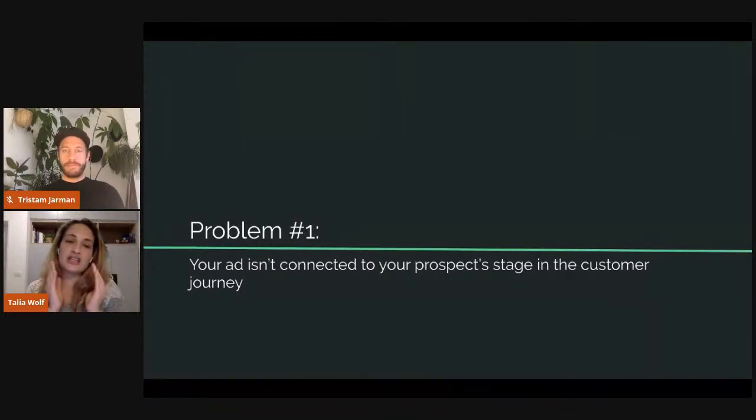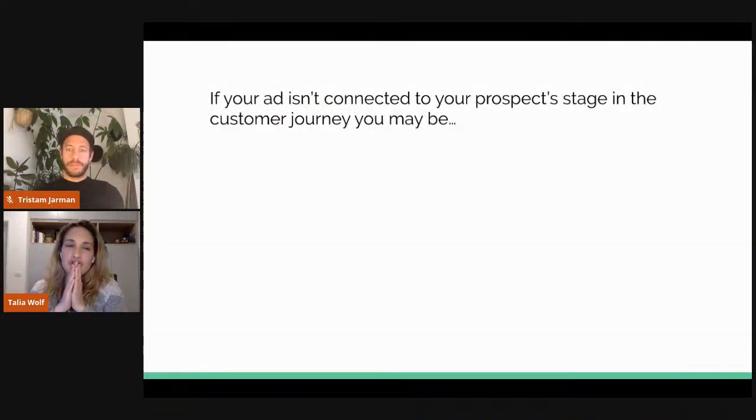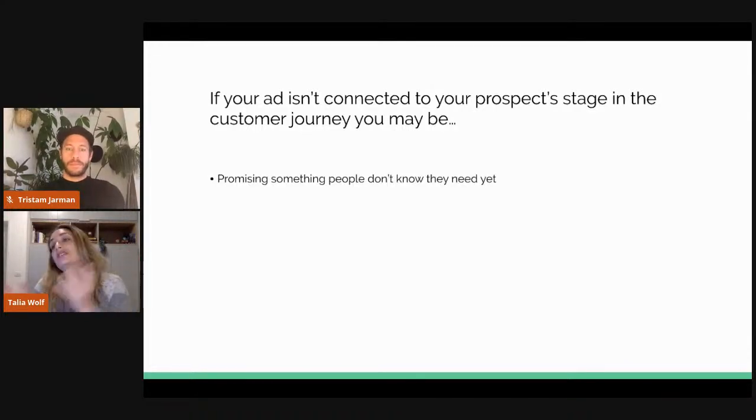When you create an ad that doesn't resonate with your audience's stage in the customer journey, you end up doing three things, actually. One of them is promising something that people don't know they need yet. So basically what this means to them is that you're offering something they just don't need. They're not ready for it, you're in their way, and you're blocking their feed. So that's one thing that happens.